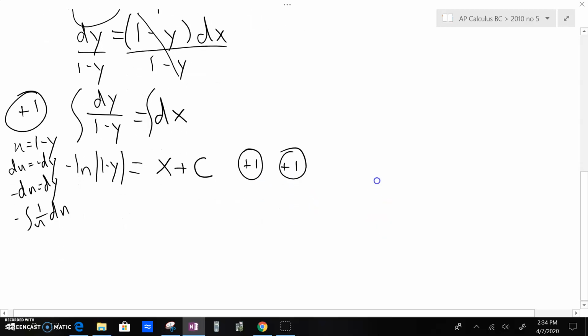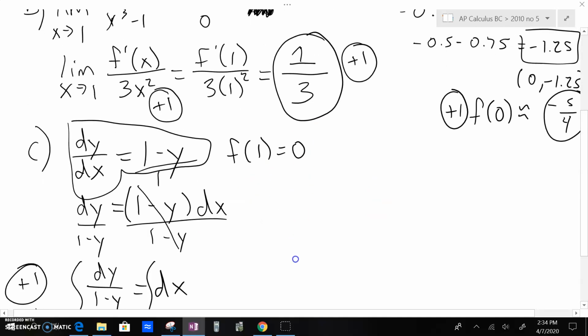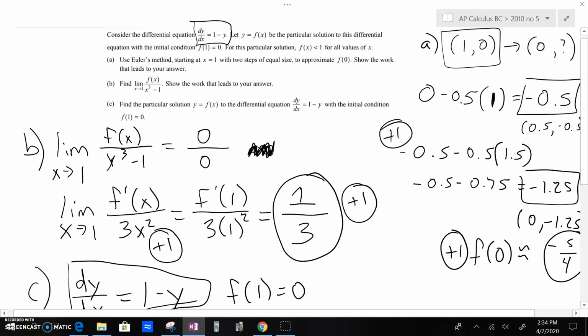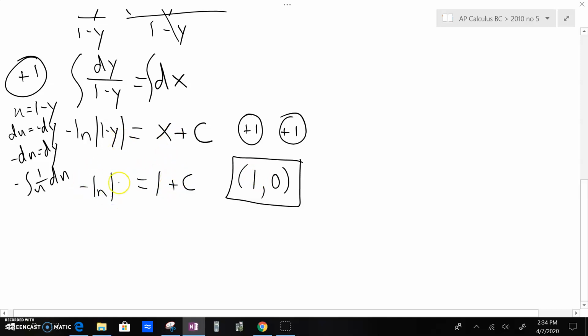The next point we're going to get is for solving for c. So that's that initial condition piece again coming in. So f of 1 is 0. So I've got 1 comma 0 I'm plugging in, and I will get what c is. So 1 goes in for x, and 0 goes in for y, so I have negative ln of 1. Ln of 1 is 0, so c ends up being negative 1. And solving for c gets you a point.